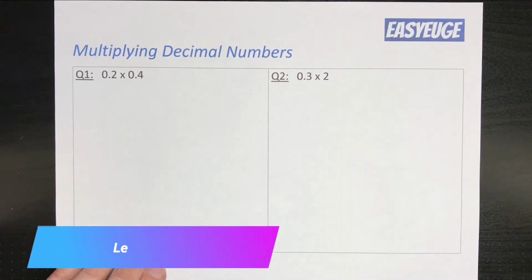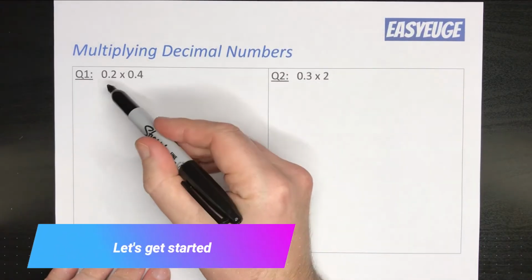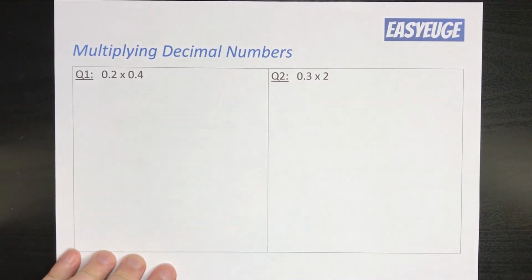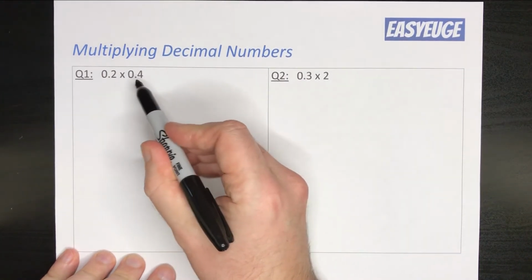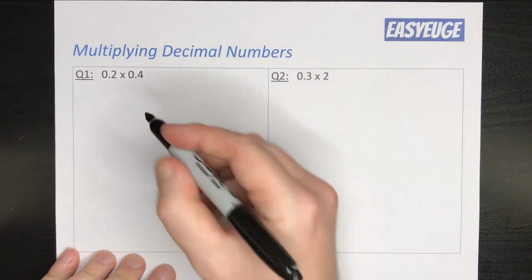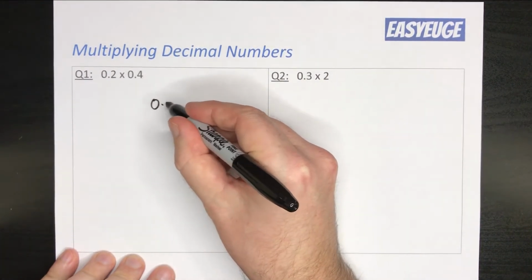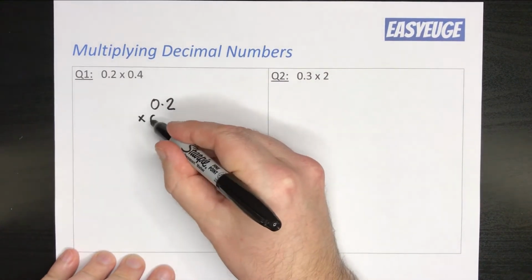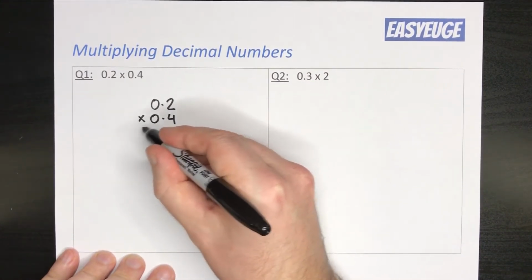Let's start with a nice easy example like 0.2 multiplied by 0.4. So you can see these are decimal numbers because they have a point somewhere in each of the numbers. So let's start by writing that down, 0.2, and when we multiply, we use this little symbol X, and we put the other number on the bottom.